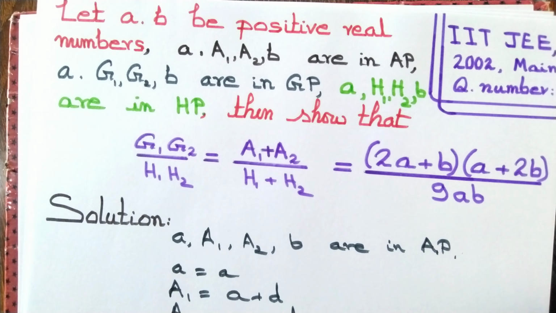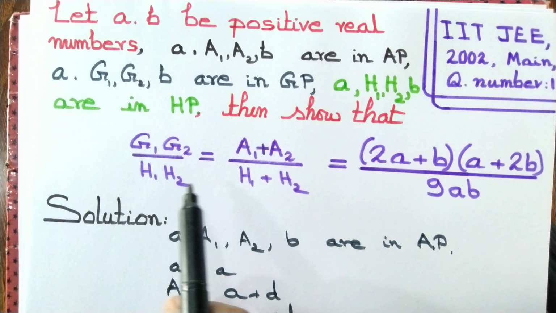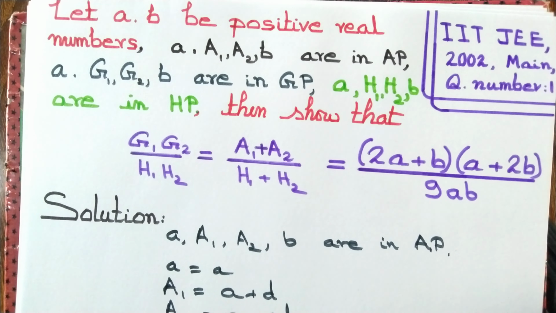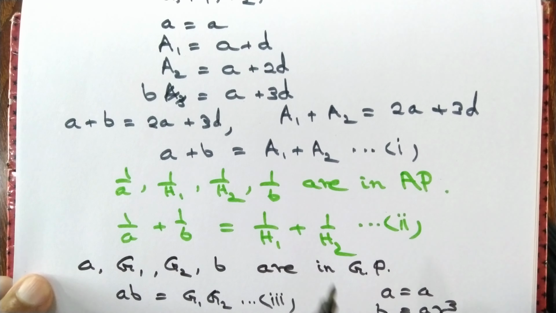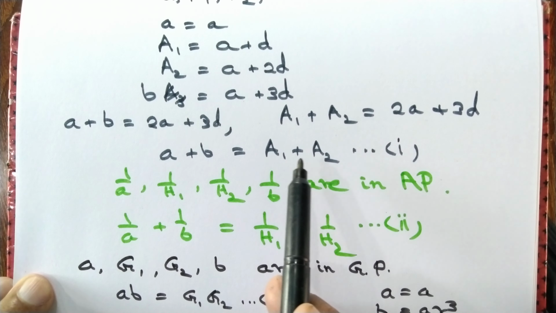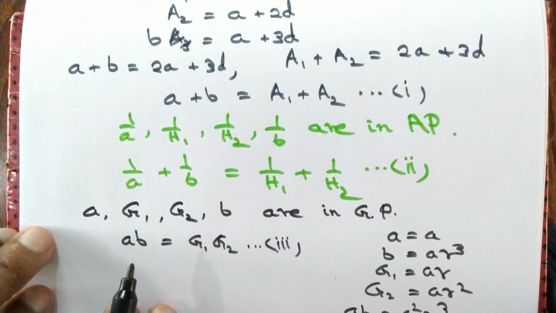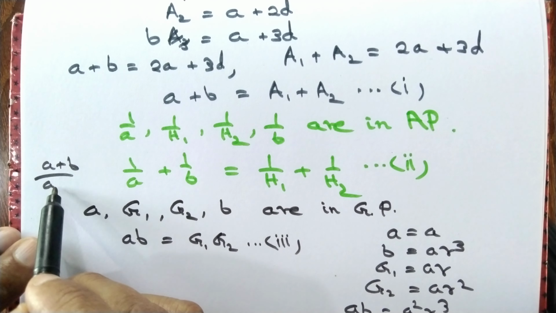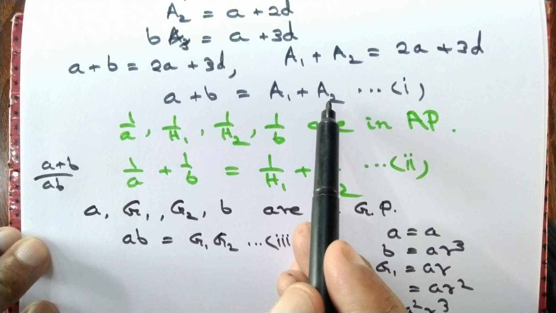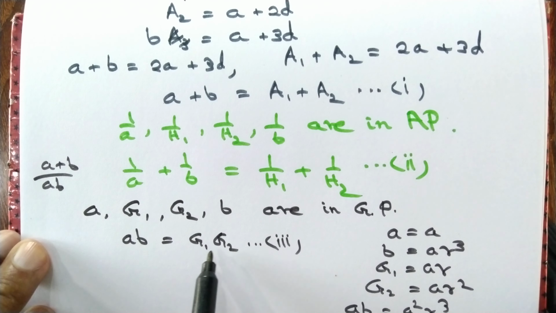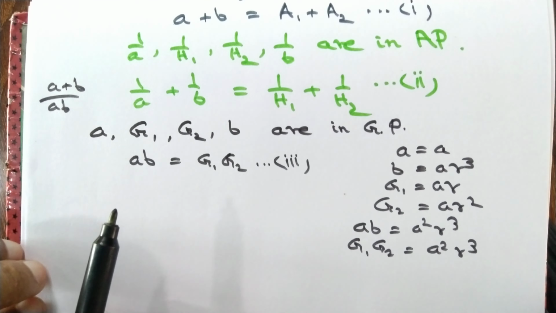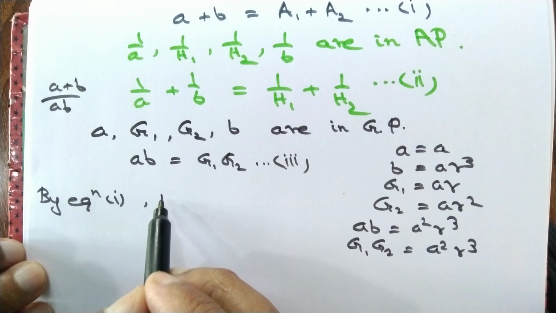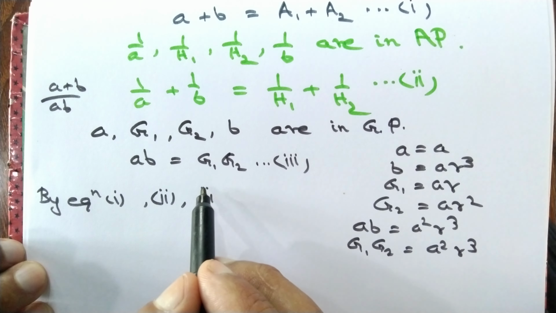Now, somehow we want to show that g1 g2 divided by h1 h2 equals a1 plus a2 divided by h1 plus h2. Can we do it? Of course, yes. Observe equality 1: a plus b equals a1 plus a2. Observe equality 2: if we simplify it, we can write it as a plus b by ab. We know the value of a plus b in terms of a1 and a2, and we know ab in terms of g1 and g2 by equation 3. So by equations 1, 2 and 3.